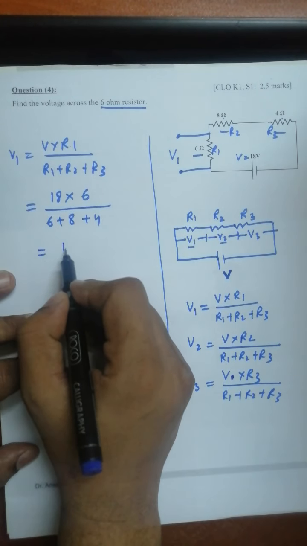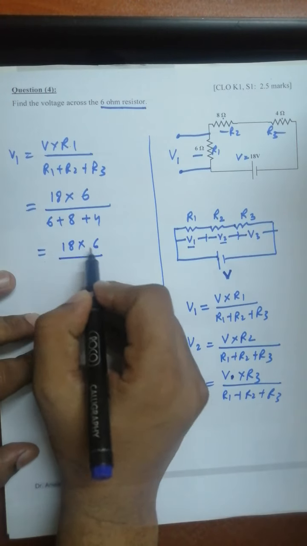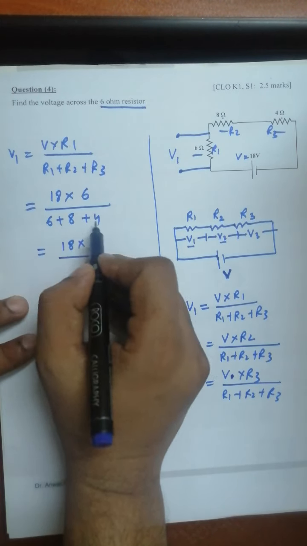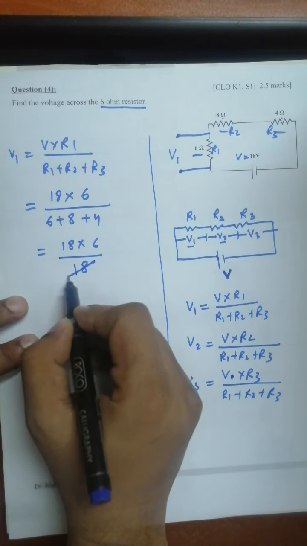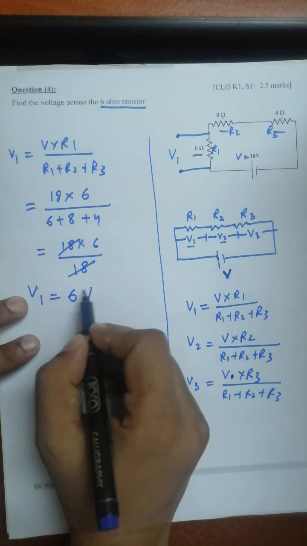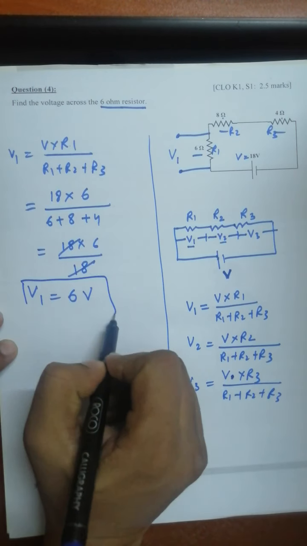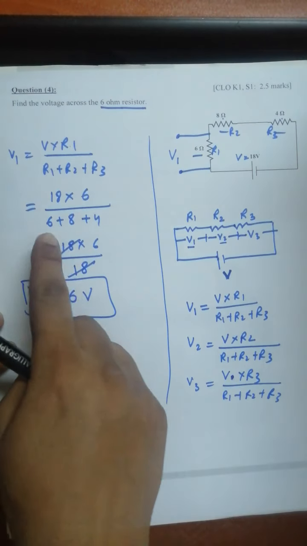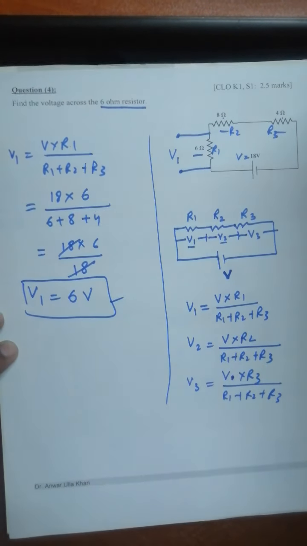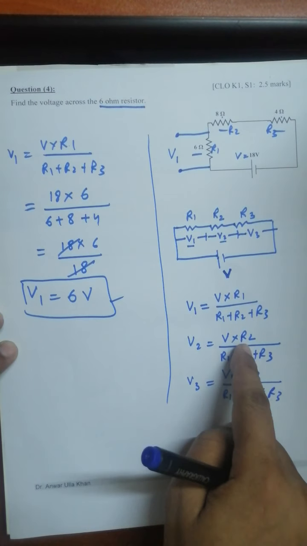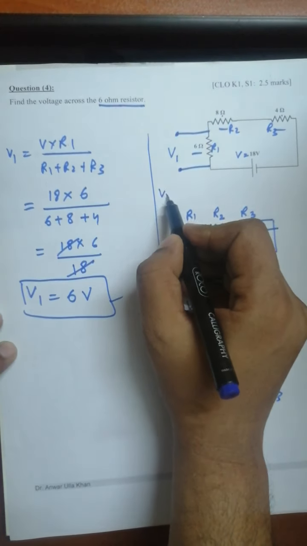So it will be 18 multiplied by 6 divided by how much? 6 plus 8 plus 4 is 18. You just cancel out. So V1 is equal to 6 volt. The answer will be 6 volt. This is very easy. You must understand this rule. This is called the voltage dividing rule.